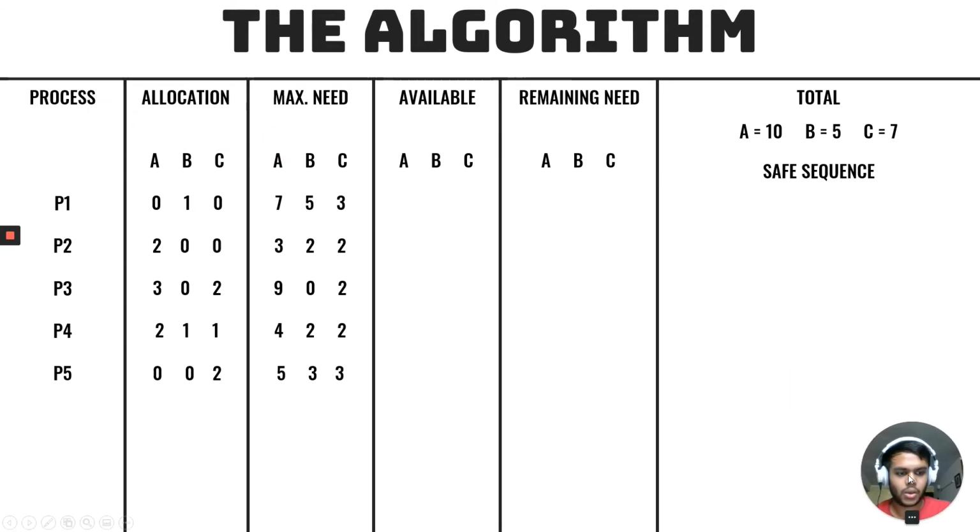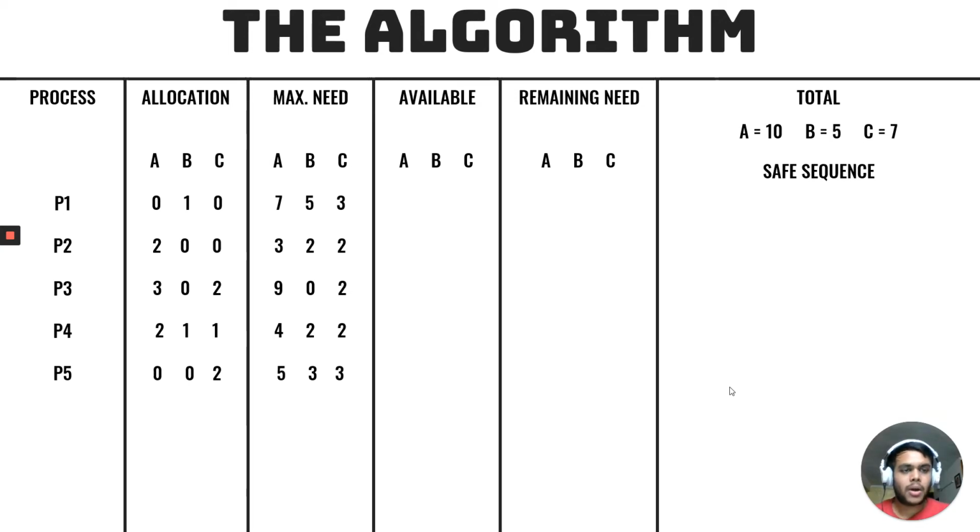We have this table with some columns. There are 5 processes P1 through P5, the amount of resources allocated to them, we have 3 resources A, B and C, and below are the amounts. The maximum need that we already know of each process of each resource. Then in the process of the algorithm, we'll calculate the available resources for the system and the remaining need for the processes.